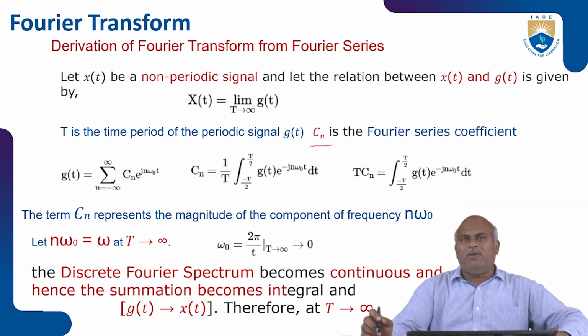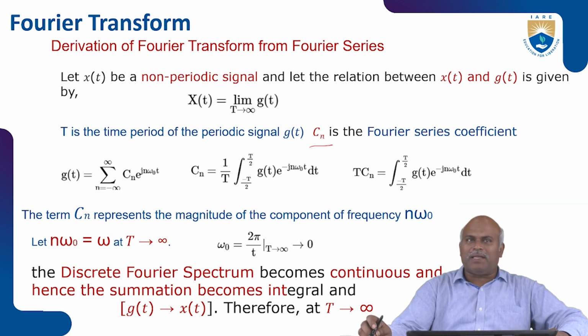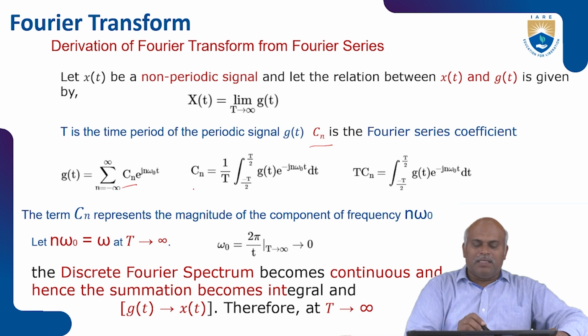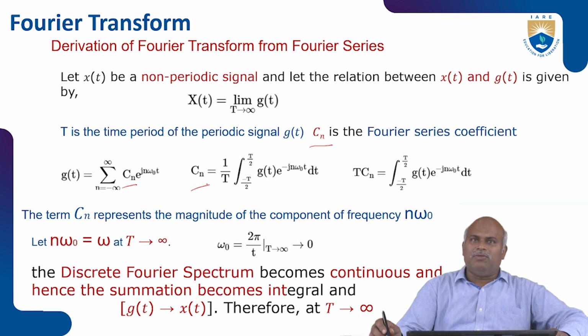Now we go for the Fourier series. The Fourier series for g of t is equal to the summation of n equal to minus infinity to plus infinity of C of n e power j n omega 0 t. This C of n is called the Fourier series coefficient. The Fourier series coefficient is C of n equal to 1 by T integration from minus T by 2 to plus T by 2.